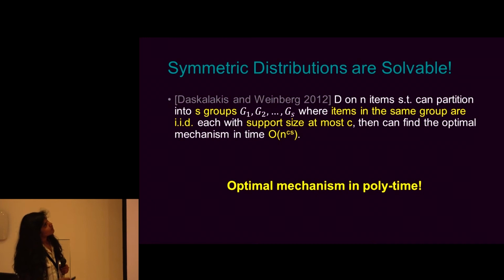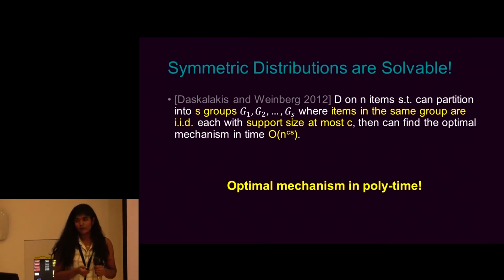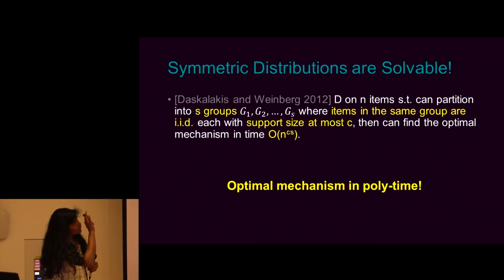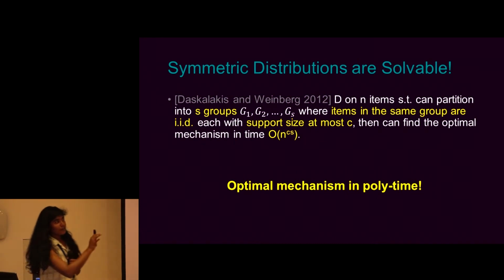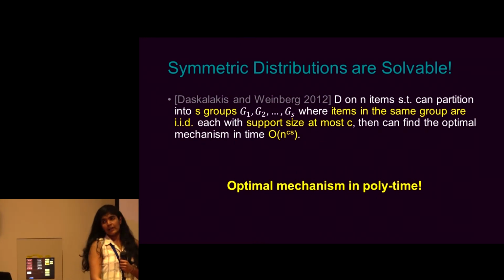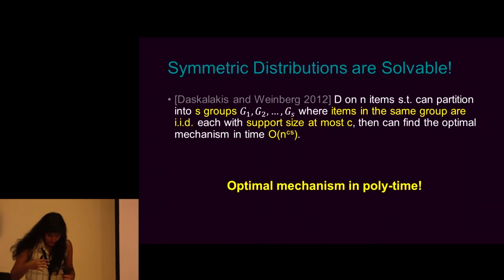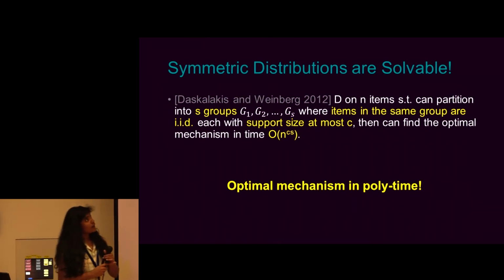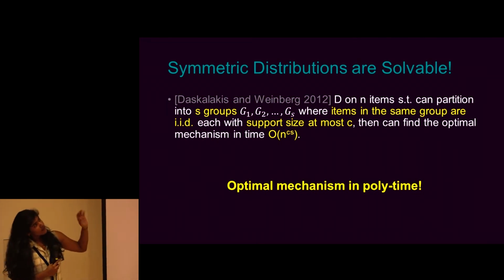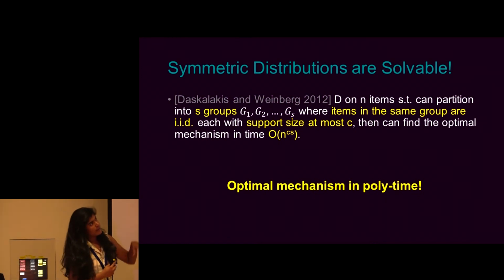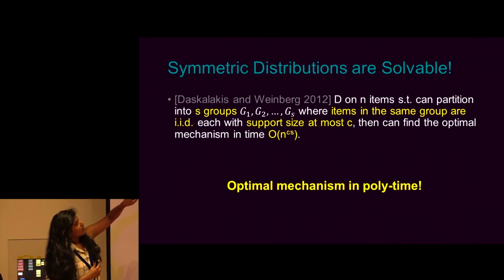Okay. So what we knew before was that for these special kinds of distributions called symmetric distributions, don't worry about the text right now, we could find optimal mechanisms in polynomial time. So we did not know about bounded distributions before, but we had this very nice result by Daskalakis and Weinberg that gave an optimal mechanism in polynomial time for these specific kinds of symmetric distributions.